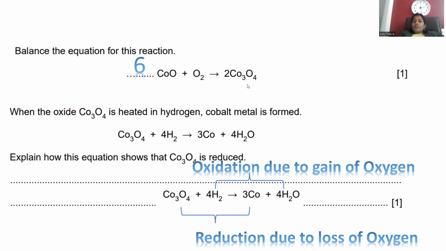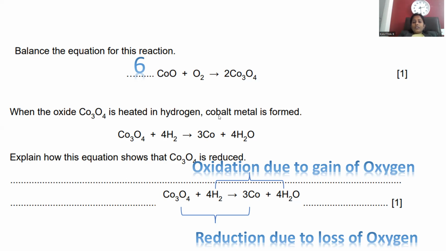Let me count the oxygens. The oxygen count on the right hand side is 2 multiplied by 4, which gives 8 oxygen atoms. On the left hand side, 6 oxygens are in the CoO, and O2 contributes 2, so 6 plus 2 is 8. Left side 8 oxygens, right side 8 oxygens, so it is balanced. The requirement is 6 cobalt oxide combined with 1 mole of oxygen gas, so that 2 moles of Co3O4 can be generated. This is the polymeric compound formed whenever air is in contact with cobalt oxide.